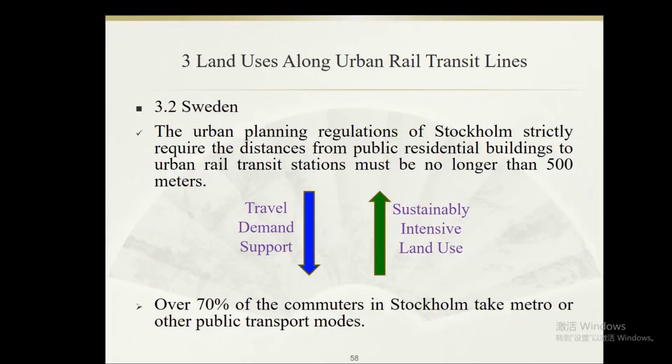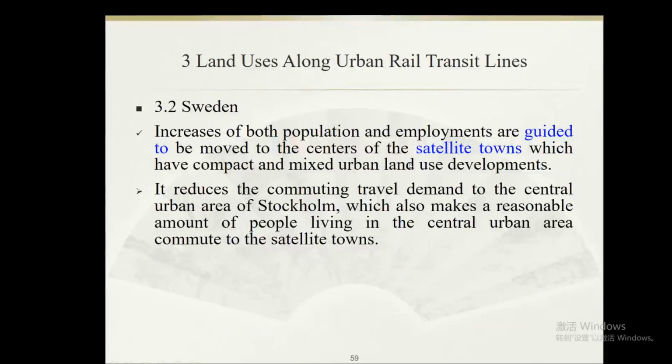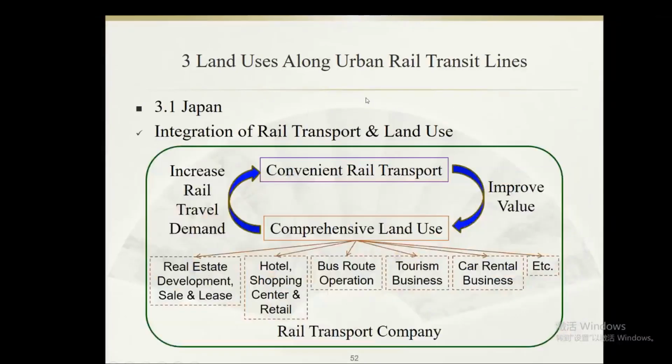In Japan, over 90. Increases of both population and employment are guided to be moved to the centers of the satellite towns, which have compact and mixed urban land use developments. Remember what I told you?